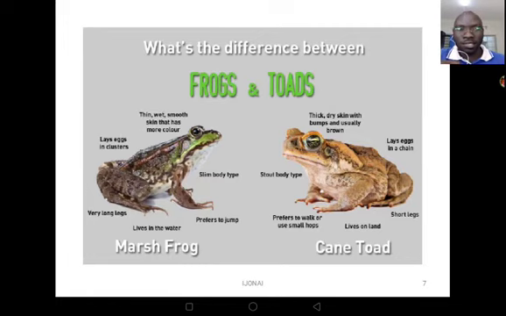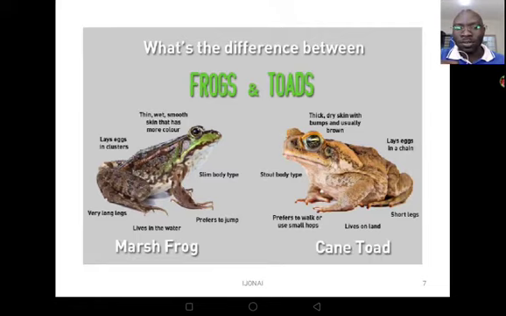It has a rough surface because of the presence of the parotid glands. And then when you look at the legs of the frog, you realize that their legs are very long, especially the hind legs. They are longer, they are elongated, and the ones for the toad are less elongated, or you can say they are shorter.